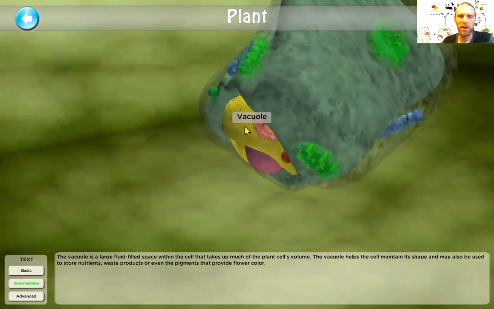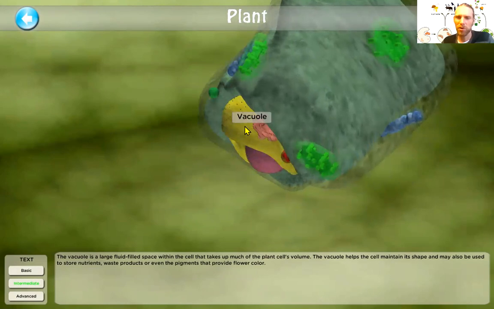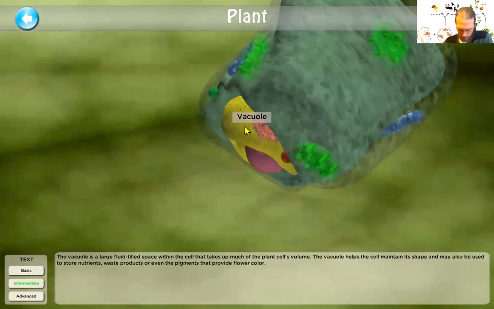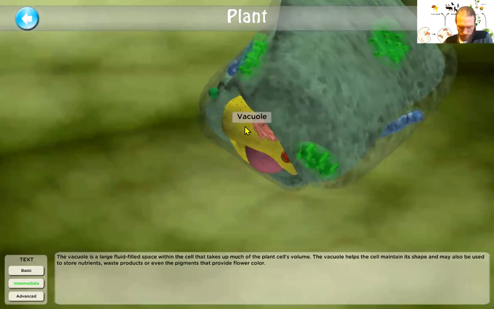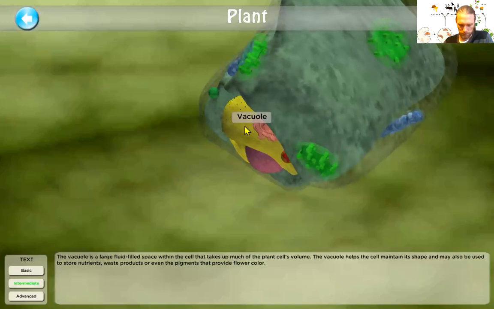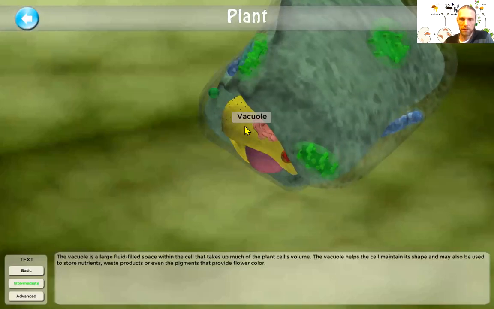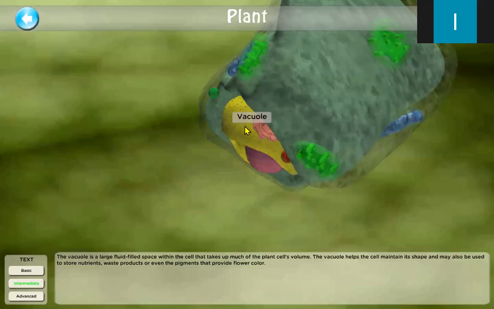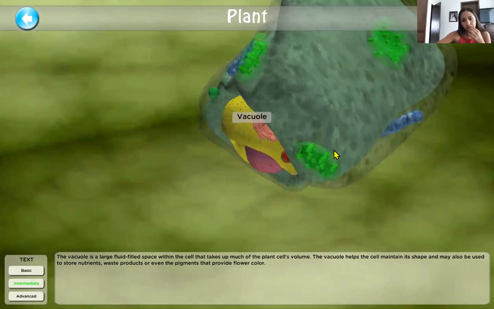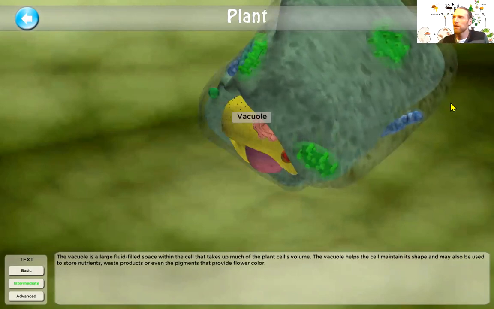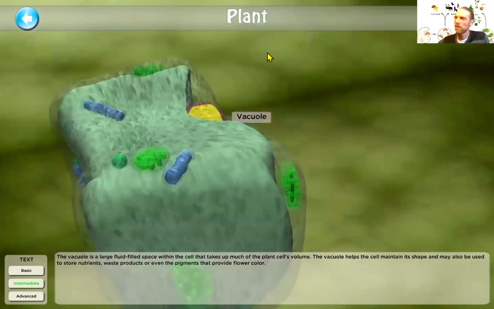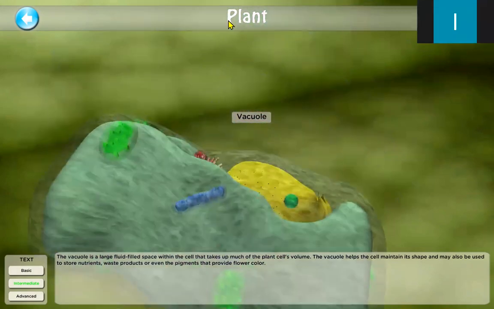What was it doing, Isabella? You remember what the vacuole is for? Somebody else knows? It is a membrane bound. Stores water. Yeah, not only water, also nutrients, waste products. It's a storage unit, okay? So it can store whatever the cell needs at a certain moment, okay?